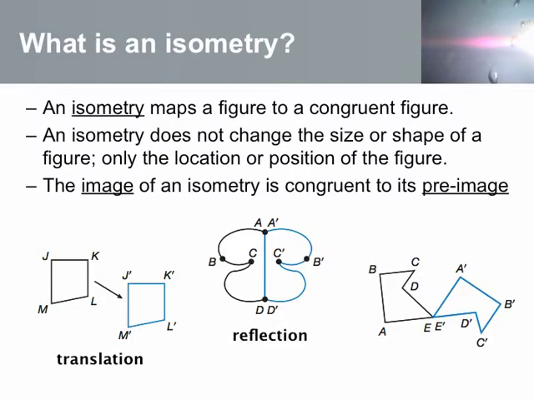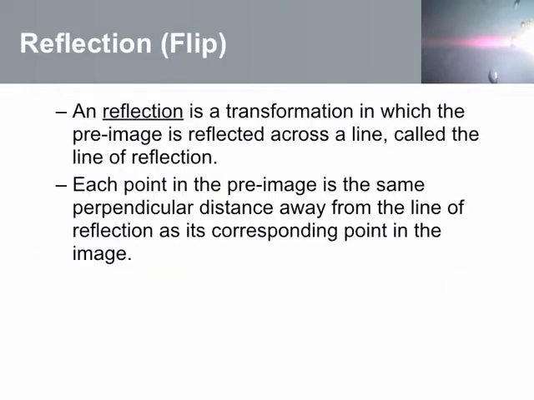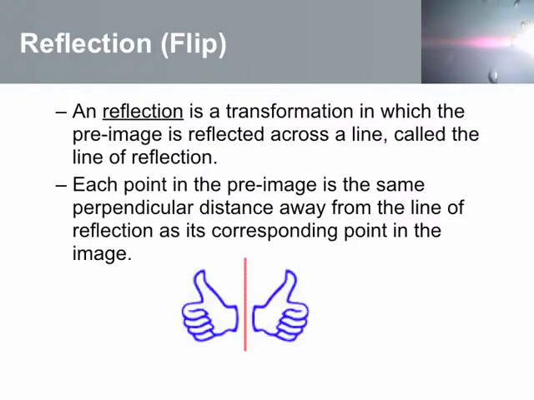The middle transformation is a reflection, reflected across line segment AD. And the third transformation is called a rotation. Let's look at reflections. This is a transformation where the pre-image is reflected across a line which is called the line of reflection. So here is a reflection across the red line of reflection.